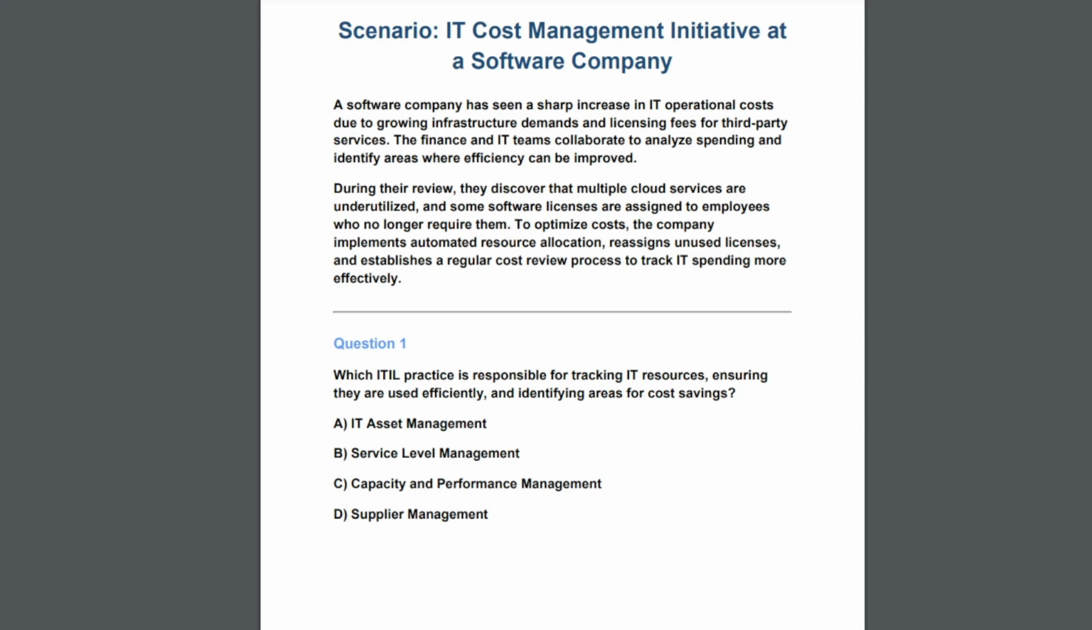Now, based on that scenario, we're going to have 3 questions. We'll run through the questions first, and then we'll look at the answers and the explanations. Question 1. Which ITIL practice is responsible for tracking IT resources, ensuring they are used efficiently, and identifying areas for cost savings? Is it A, IT asset management? Is it B, service level management? Is it C, capacity and performance management? Or is it D, supplier management?